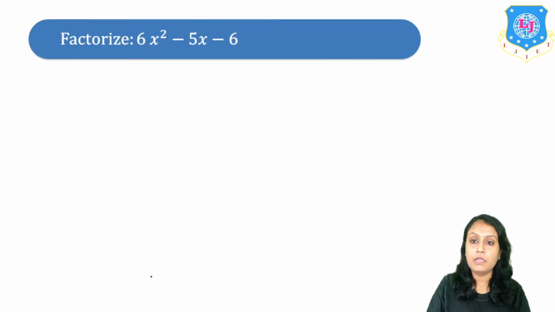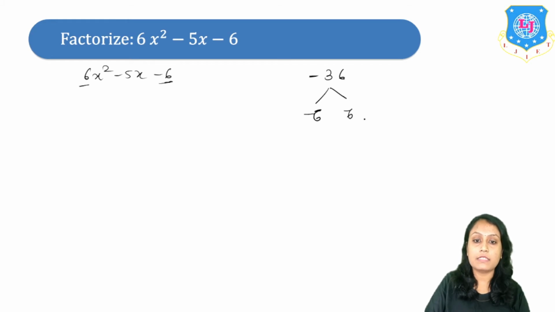Okay, now let's solve one more example. Here we have 6x square minus 5x minus 6. So multiply these two terms. Okay, so it will give you minus 36. Now we need the factors of minus 36, and the sum should be what? Minus 5, right? So we have to find the different factors of minus 36. Okay, so suppose you take minus 6 and plus 6, right? But you will not get minus 5 over here.